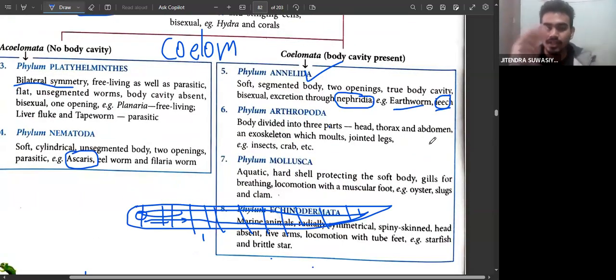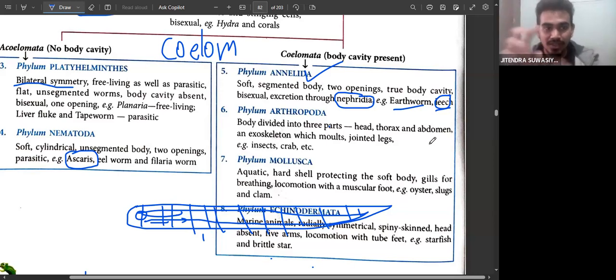They suck your blood when they attach to the body. So these are the animals. The leech is the only animal that can feed on your skin, but you won't get pain. They suck your blood, and after some time you feel that a leech is attached to your skin.